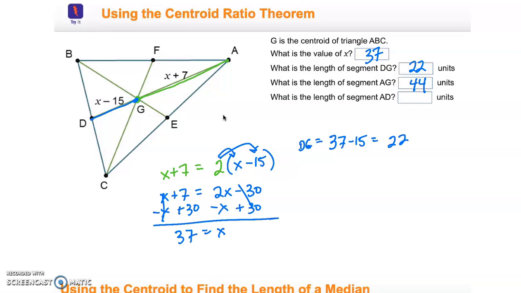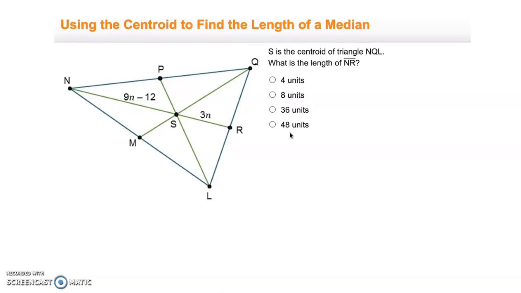Now it's asking what is the length of the whole segment? Well, the whole segment is just the addition of those 2 segments. So 22 plus 44 would be 66 units. So make sure when you're solving these, you know which segment they're asking you to find. So if we're going to use it to find the length of the whole median, that's what this is asking. NR is our whole median from N to R.